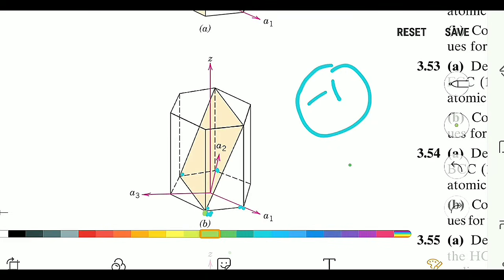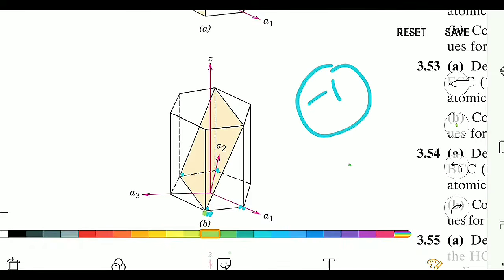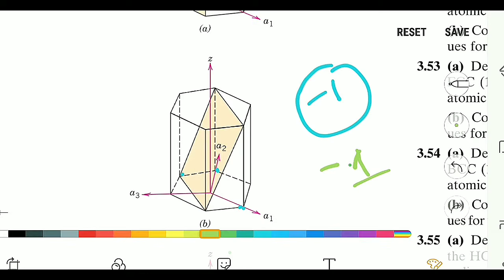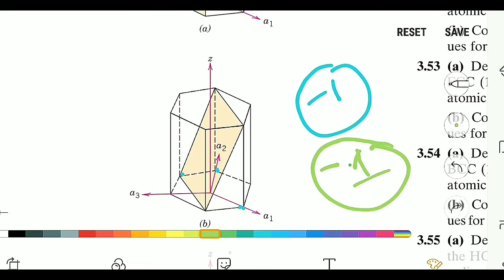Similarly, this was the positive a2 direction, hence this is the negative a2 direction, and hence the intercept for the a2 axis will be taken as -1 also. You can see that the plane is cutting the a2 axis in the negative direction and at the corner of the unit cell. That is why its intercept will be taken as -1.